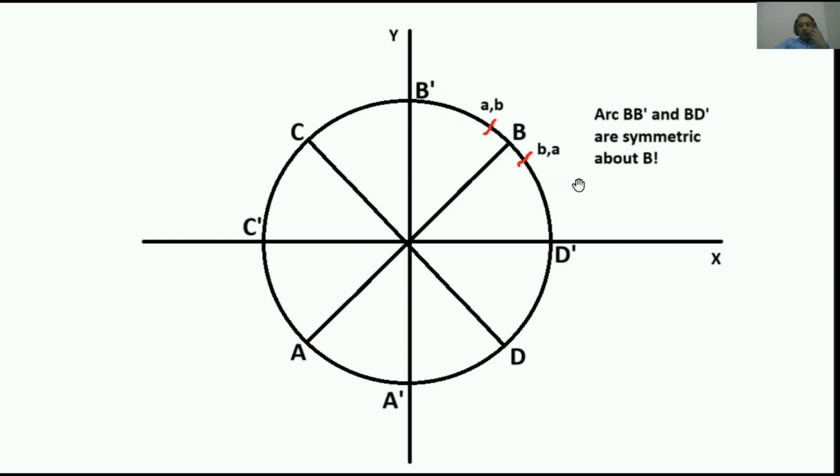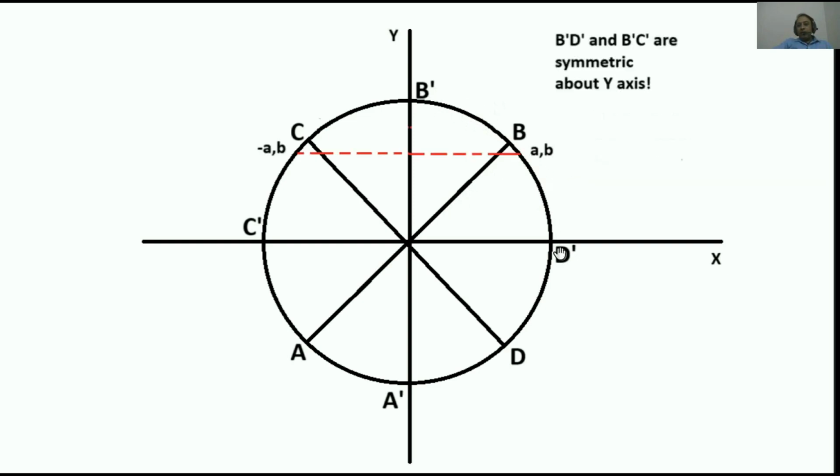Similarly, the arcs B dash T dash and B dash C dash are symmetric about the Y axis. If I take a point (A, B) on the arc B dash T dash, then exactly on the left-hand side, along a straight line I have drawn, the B will be the same, B is actually y, and A will be minus A. So if I know the point (A, B) on arc B dash T dash, then at the exact symmetric point on the other arc, the point will be (minus A, B).